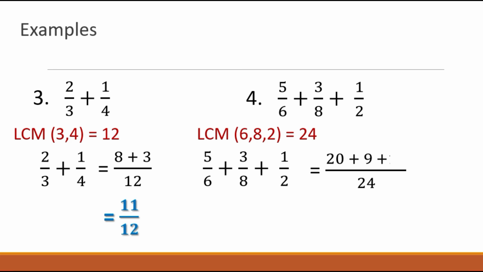Copy the plus sign. 24 divided by 2 is 12. And 12 times 1, that's equal to 12. We have 20 plus 9 plus 12 all over 24. Simplifying our numerator, we have 41 over 24. 41 over 24 is in the lowest term already. We can also change it into a mixed number. So 41 over 24 is accepted, or 1 and 17 over 24.